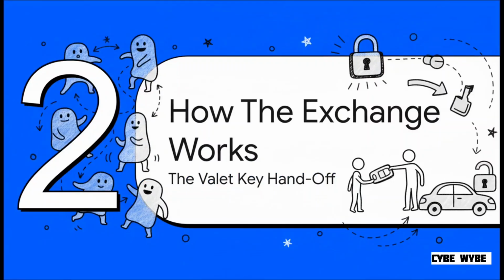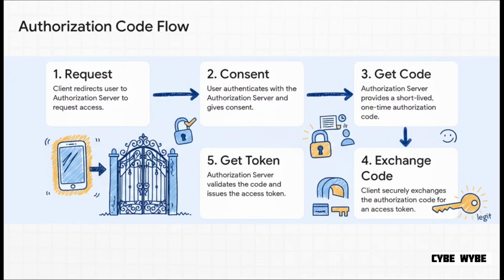So now that we've met all our players, let's watch the play unfold. We're going to walk through the most common and, more importantly, the most secure way this happens, a process called the authorization code flow. This is the actual valet key handoff. Okay, let's break this down. It all starts when the app, our valet, asks you for permission. You're then immediately whisked away to Google's website, the dealership, where you log in securely. There, Google shows you a screen that says, this app wants to view your photos, and you click Allow.